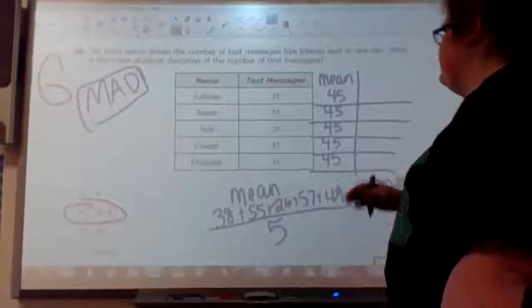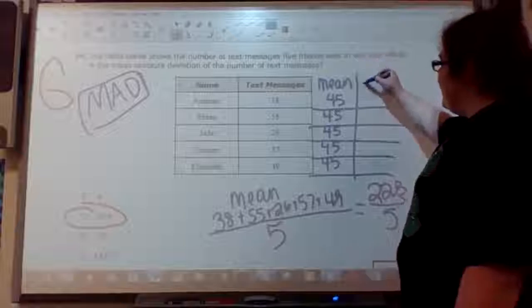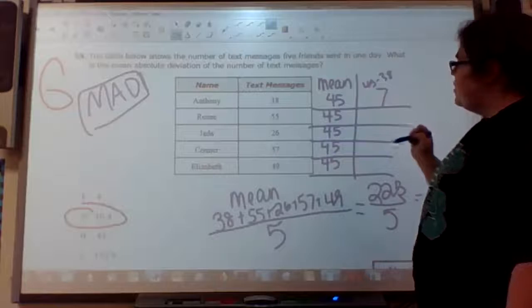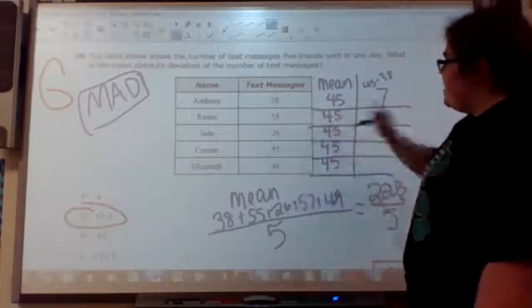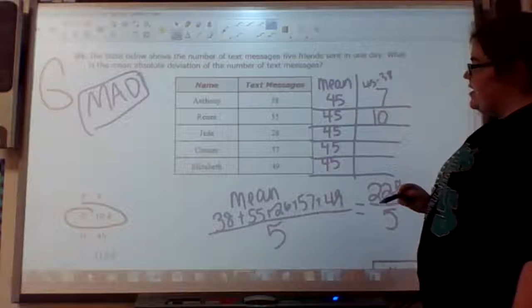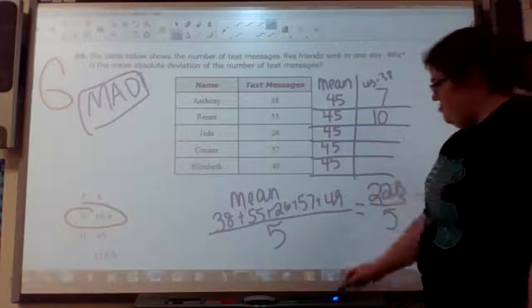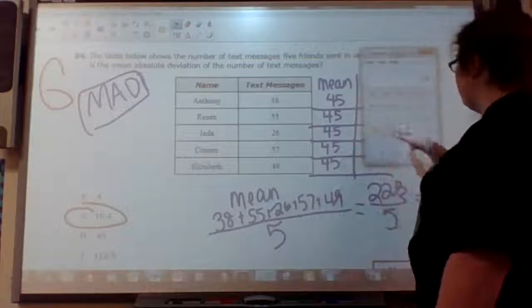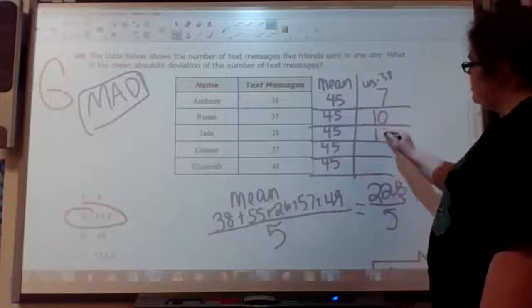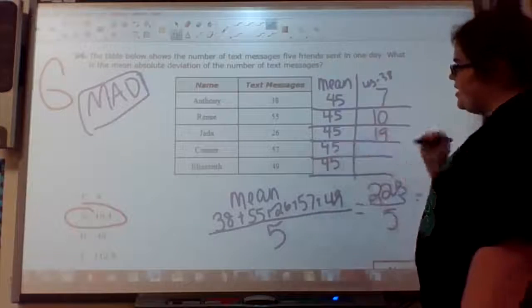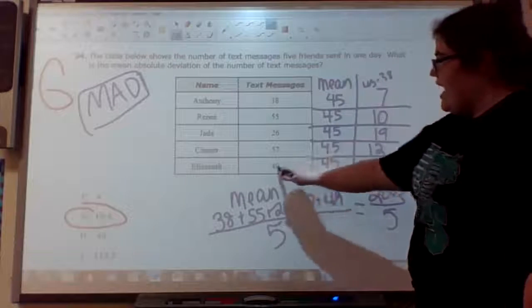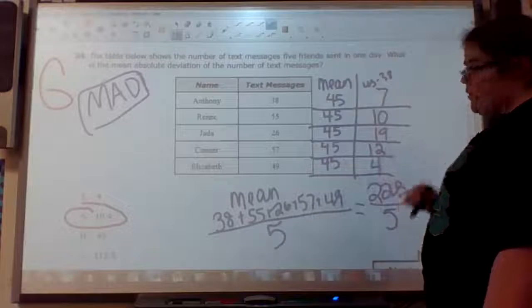Sorry about that, guys. So 45 minus 38 will give me 7. And then 55 minus 45 is 10. 45 minus 26 would give me, don't want to make a mistake, 19. 57 minus 45 would be 12. 49 minus 45 is 4.